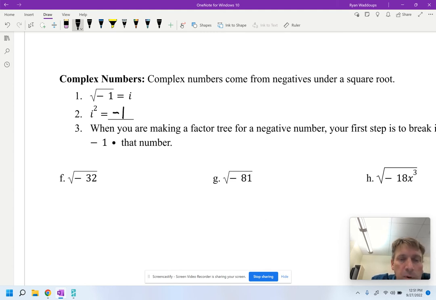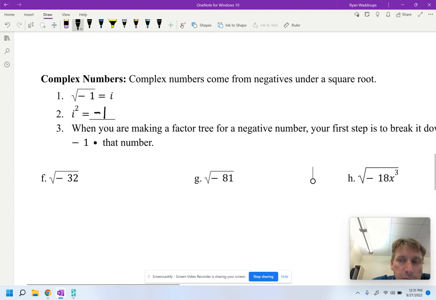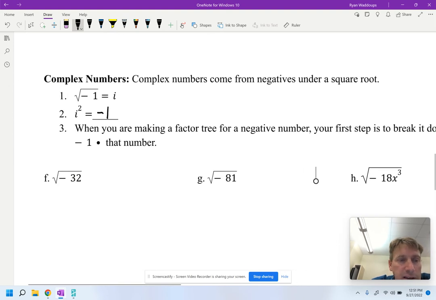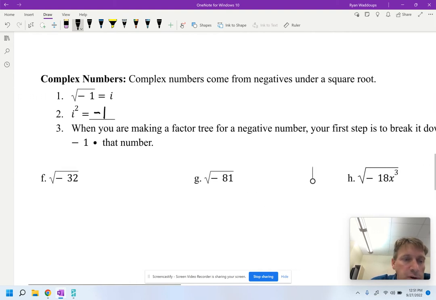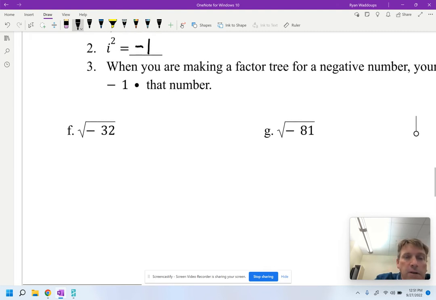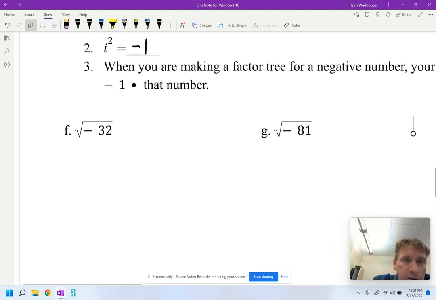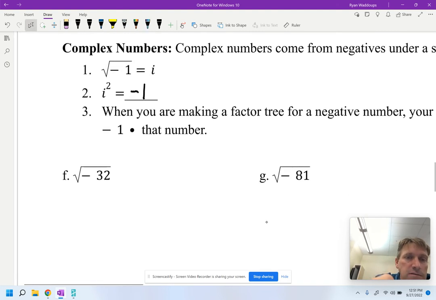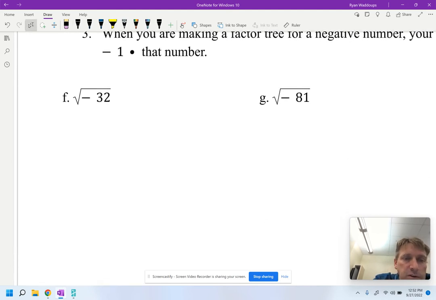When you are making a factor tree for a negative number, your first step is to break it down to -1 times that number. And that -1 is going to come out from under the radical as the imaginary unit i. So I look at -32, and I can write that as -1 times 32. But 32, we're going to break down 32.